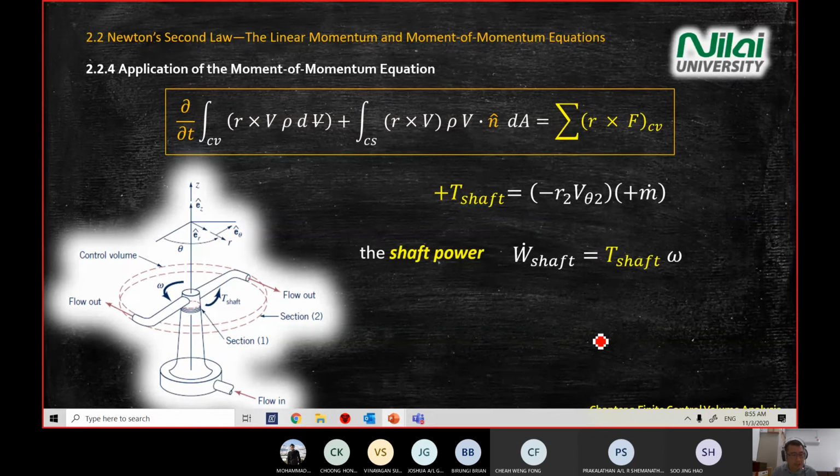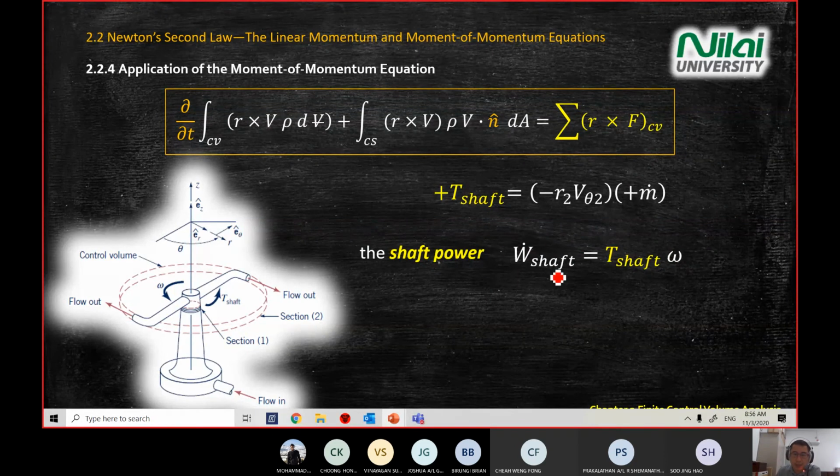Right, the second equation that you see on the tutorial sheet, question 34, we're going to derive this equation. So we know that power is a change of work. W dot means change of work. Work divided by time, we get power. So how do we get shaft power? Shaft power equals torque times angular rotation.